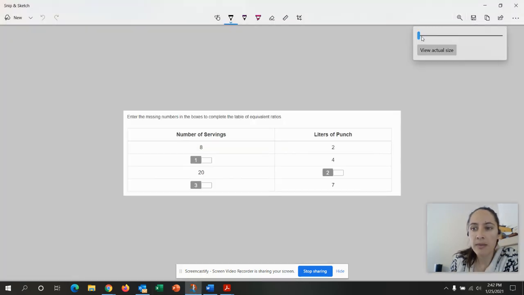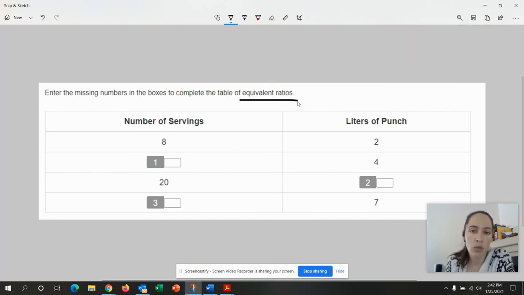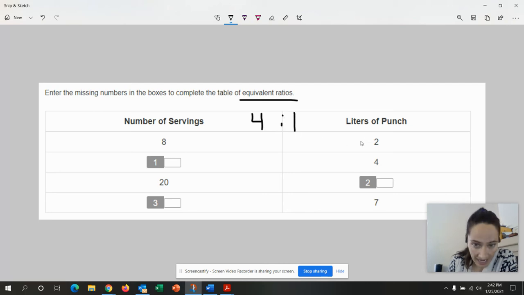All right, finally, now this was the other one we worked together. We are trying to figure out what the missing numbers are to create equivalent ratios. What I would recommend doing is finding the simplest form. It looks like 8 and 2. Well, 2 is even, so I'm going to break this down to the simplest form over here: number of servings, 4 to 1 liter of punch. Now that will help me figure out these equivalent ratios.